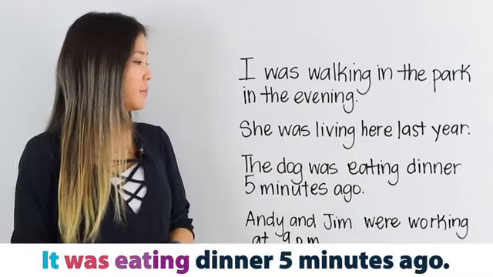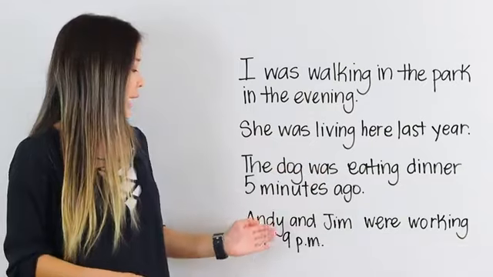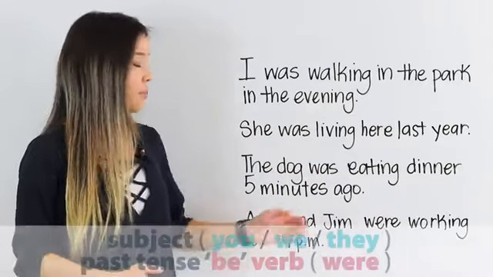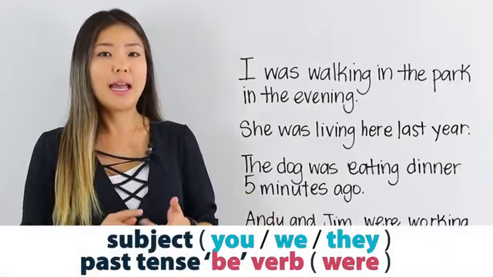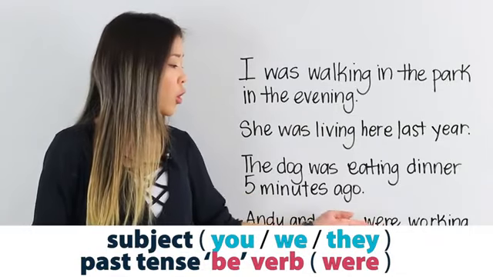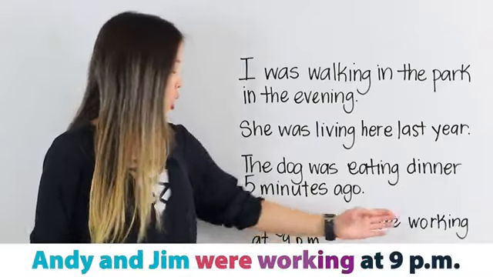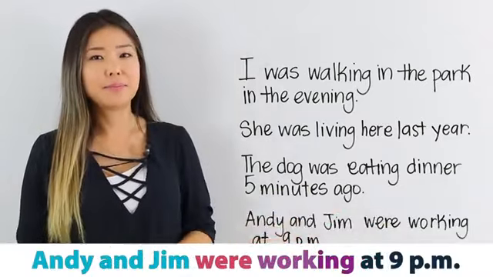follow with was. And finally, Andy and Jim we can replace this with they. For you, we, and they, we use were. They were, or Andy and Jim were, working at 9 p.m.